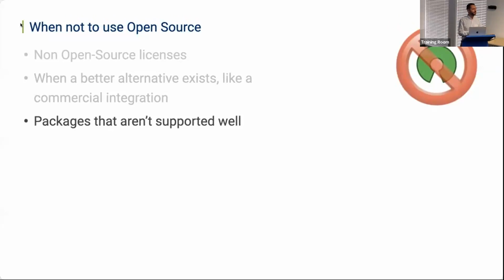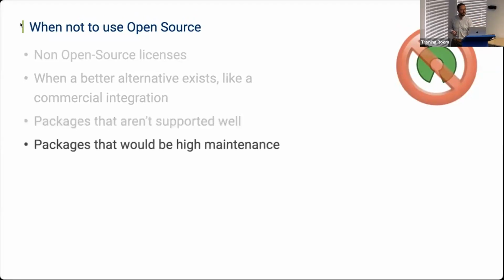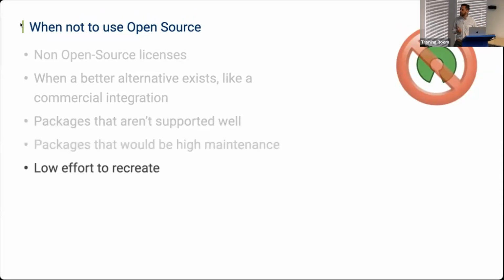High maintenance packages are another case. I'm not sure how to determine what a high maintenance package is, but maybe difficult to upgrade on a regular basis would be one example. And then low effort to recreate. For example, if only a small part of the vendor package is utilized, then we can just write that very easily. I did want to note that this is all included in a training that we have that everybody can check out internally.